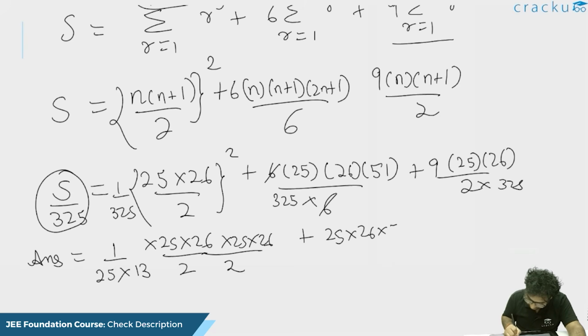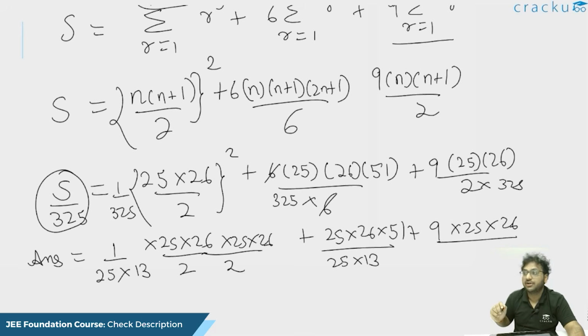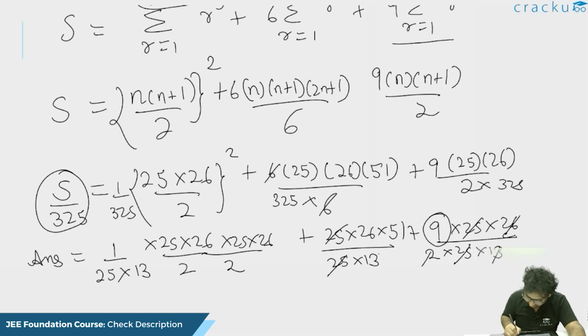So 25 into 26 into 51 upon 325, which is 25 into 13, plus this basically 9 into 25 into 26 upon 2 into 325, which is 2 into 25 into 13. So this 25 gets cancelled out. 2 13s are 26, so this will cancel out. So we are left with 9. Here also 25 gets cancelled out. 13 2s are 26. And here also 25 gets cancelled out, 13 2s are 26 gets cancelled out. And this is 13. So answer would be 25 into 13.